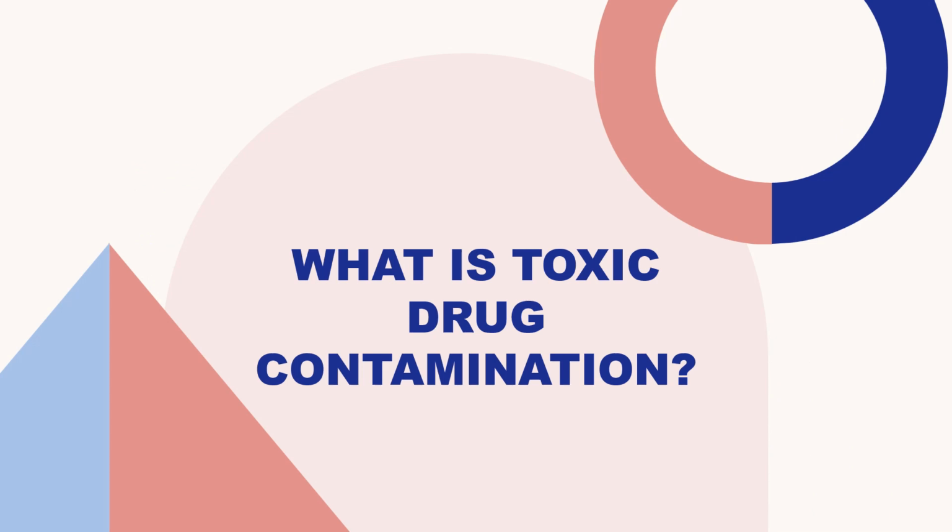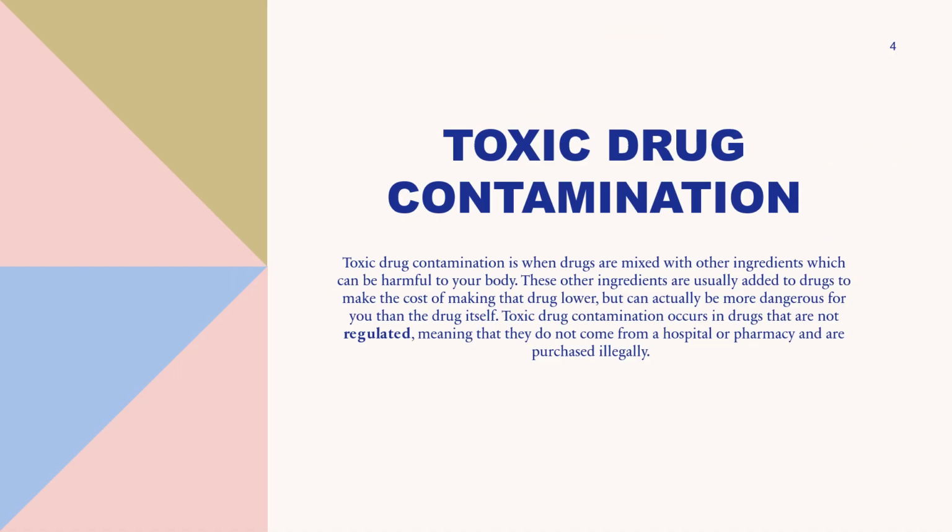So what exactly is toxic drug contamination? So the definition that we put up here is toxic drug contamination is when drugs are mixed with other ingredients which can be harmful to your body. These other ingredients are usually added to drugs to make the cost of making that drug lower, but they can actually be more dangerous for you than the drug itself. Toxic drug contamination occurs in drugs that are not regulated, so drugs that don't come from a hospital or a pharmacy. These would be in drugs that would be purchased illegally.